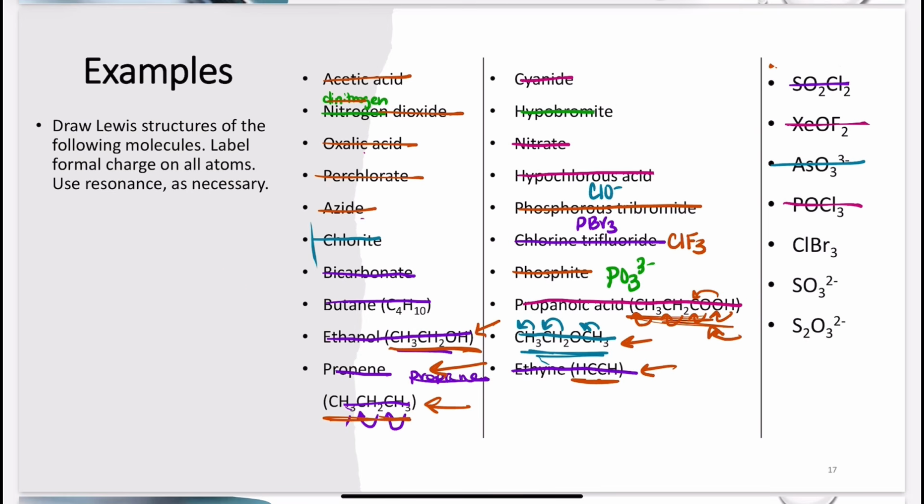ClBr3. Overall, chlorine has 7 valence electrons, bromine has 7 each, and there's 3 of them. So 7 times 4 is 28 valence electrons. Cl is going to be my central atom here. Why? It's not the most electronegative. You're right, it is. But it's going to be the central because it's the first one listed and it's the only one that there's one of. And that's the kind of hint that gives me the idea that it's a central.